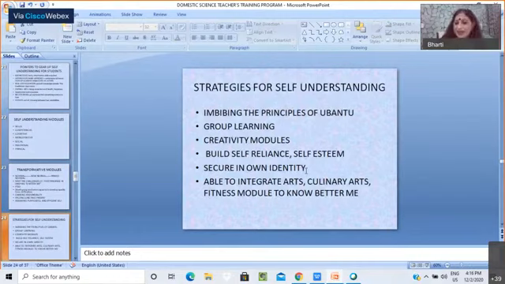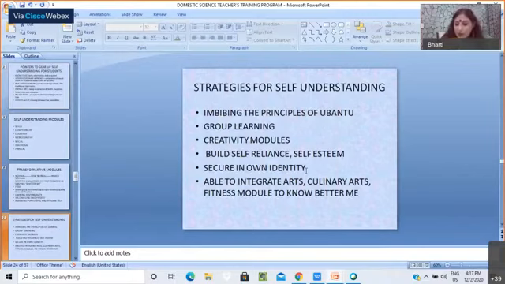Now, strategies for self understanding: imbibing the principles of Ubuntu. I'm sure many of you must know it. Can I have it in the chat box, what is the principle of Ubuntu? It says that it's not I, it's basically we. I am because we all are. Different motivational speakers talk about illness to wellness. The moment you remove I and come into we, group learning, hence group projects, are very important for self-understanding.